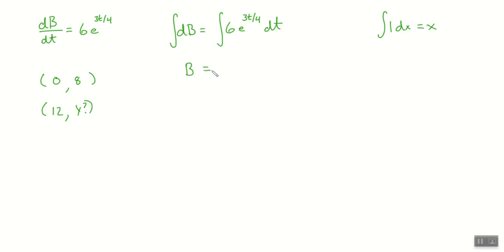Help. What do you want to do? Sure, I agree. Anything that can come out first? 6 comes out, and I don't really want to write e to the 3t over 4. There's something else I don't want to write, but I don't want to have to do a bunch of lines. Just say it again. E to the u? Well, what was u? 3t over 4. And then where do I go from here?